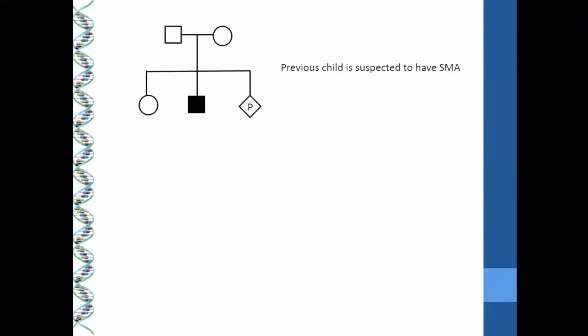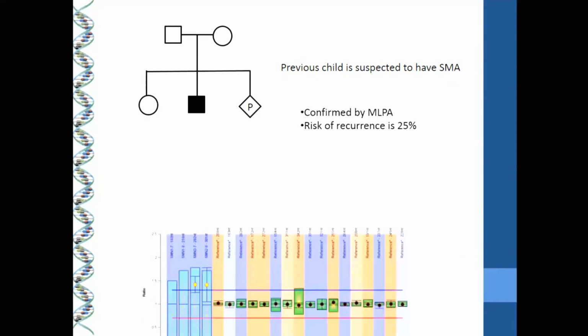So coming to the next case. In this case, the previous child was having features of spinal muscular atrophy. So this is also a routine case that we come across daily. So now, what is the next step? We will confirm the diagnosis by MLPA and we will say that the risk of recurrence is 25%.